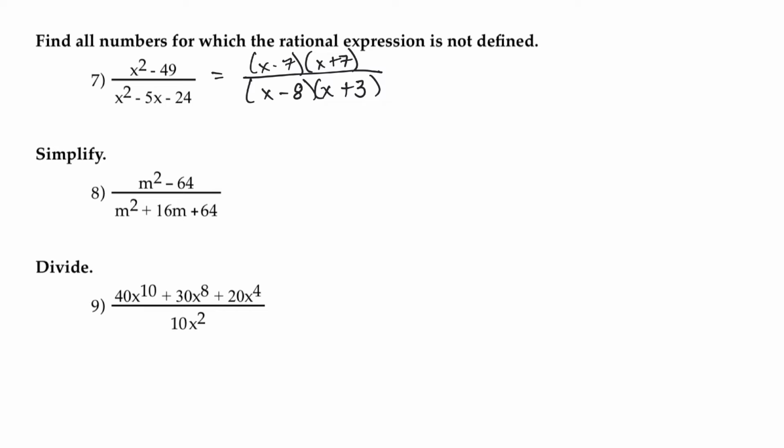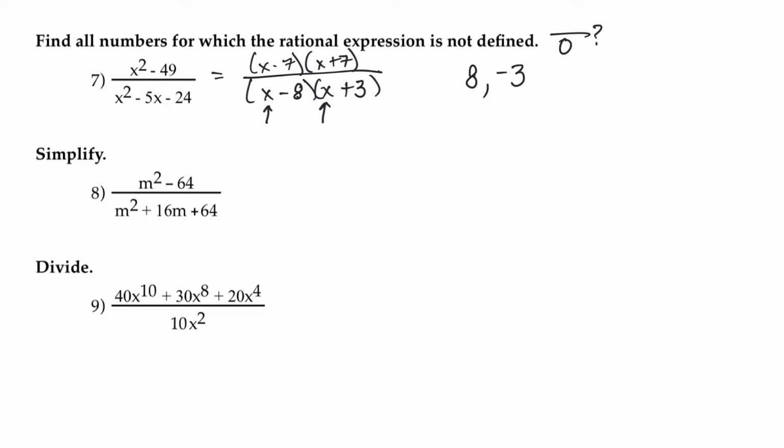So they say find all numbers for which this rational expression is not defined. And that means getting a 0 on the bottom, because you can't divide by 0. And so they're saying whatever you plug in there or there, you better not come up with a 0 for it. So for this one here, x minus 8, if I put an 8 in there, that would not be good, because 8 take away 8 is 0. You can't have a 0 on the bottom. So 8 is one of the numbers for which this expression is not defined. And the other number would be negative 3.